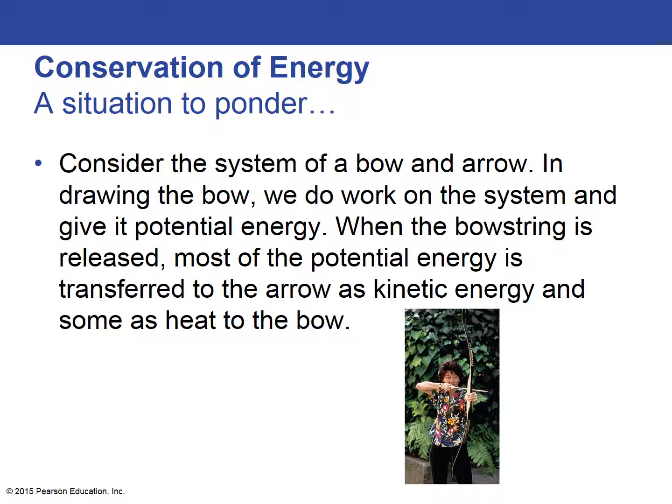When the bow string is released, then most of the potential energy is transferred to the arrow as kinetic energy. But some of it goes into heat, or heating up the bow. And heat is another form of energy, as we will learn in a few later chapters. So the conservation of energy says that I create potential energy by pulling on the string. When I release it, some of the energy goes into 1/2 mv squared of the arrow, where m is the mass of the arrow, and a small amount of it goes into heat.